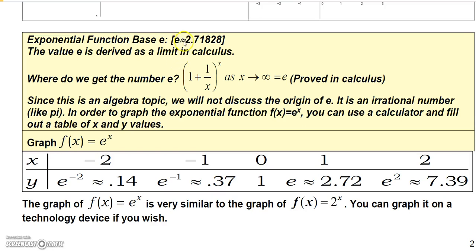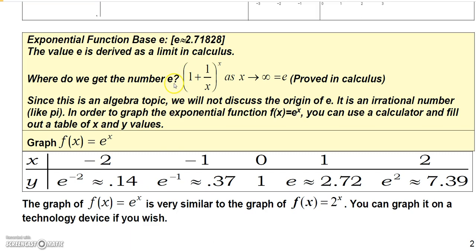In this video, we're going to talk about a function that has a particular base e. The number e is a number similar to the number pi in that it's an irrational number. In other words, it's a decimal number that never ends nor repeats. But for approximation purposes, you can say that e is approximately 2.71828.